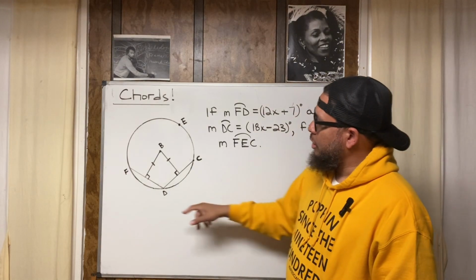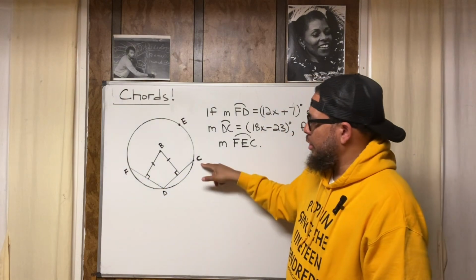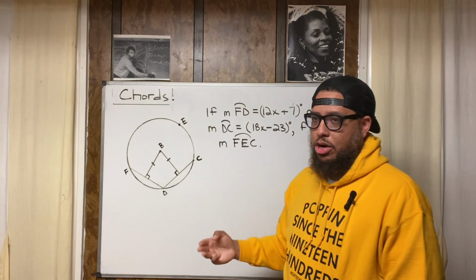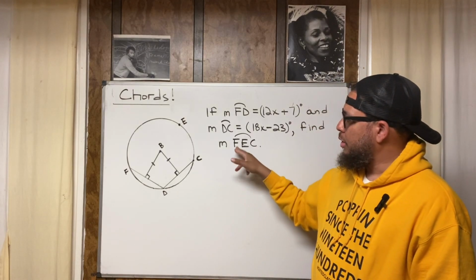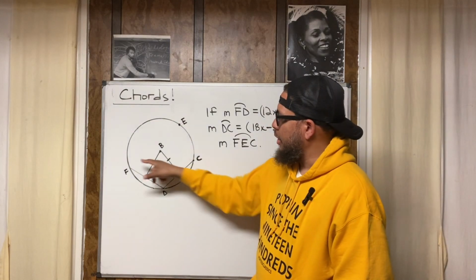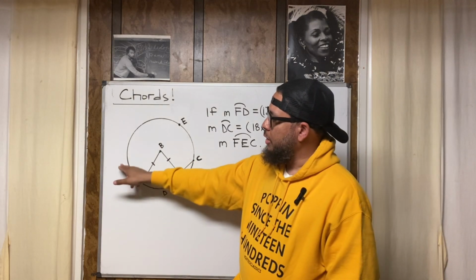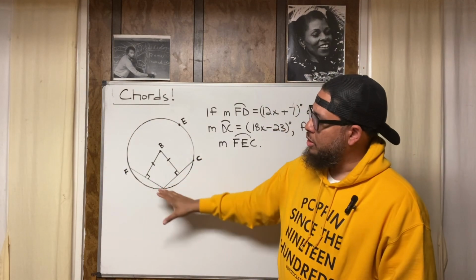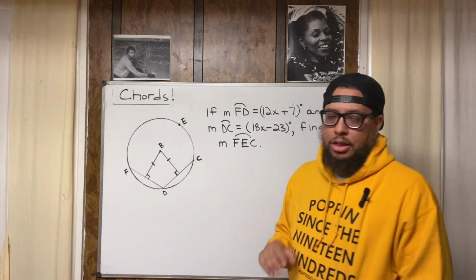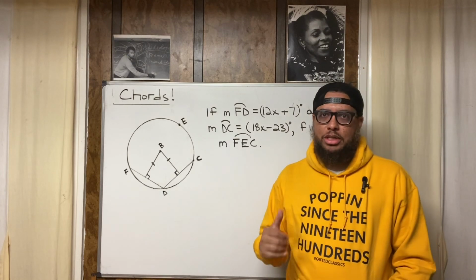And then arc FEC goes from point F through point E to point C. It doesn't go this way because if it went this way, you can't go from F and hit E second and hit C third. You follow the order of the letters, F to E to C. So we're looking for the measure of this arc, right? Now, we don't know anything about the measure of this arc yet, right? But with some stuff that we can figure out based on this diagram, there's a rule about chords you got to know. All right. Now, this is where the critical thinking part of geometry comes in.